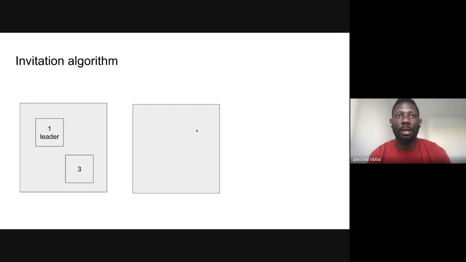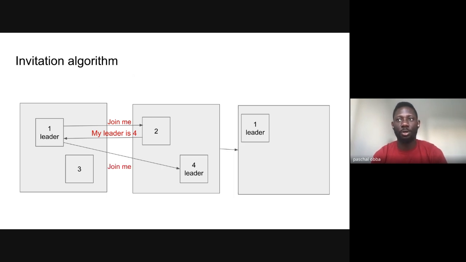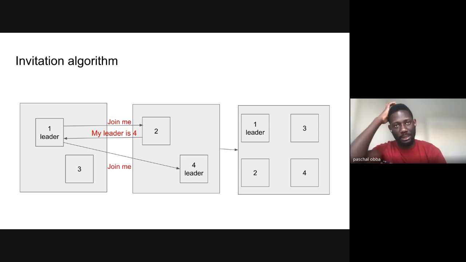Okay. In this case, we have a different group with 2 other nodes, and they have their own leader as well. Leader 1 reaches out to a different peer in a different group to say, join me. And node 2 is like, oh, I'm not the leader, my leader is 4. So 1 reaches out to 4 to say, join me, and 4 is like, sure. And then we have a group with 4 of them in it.